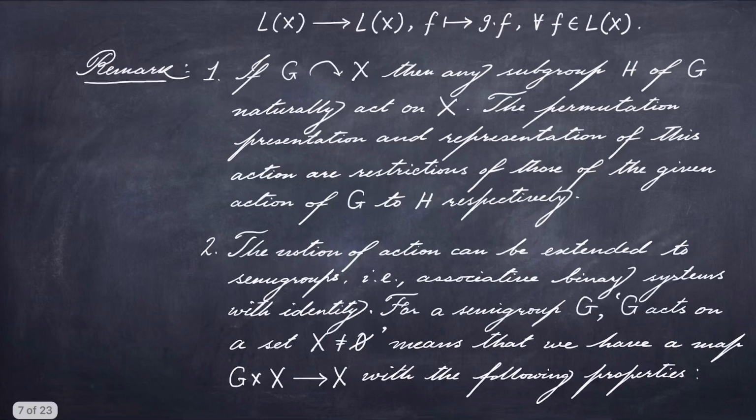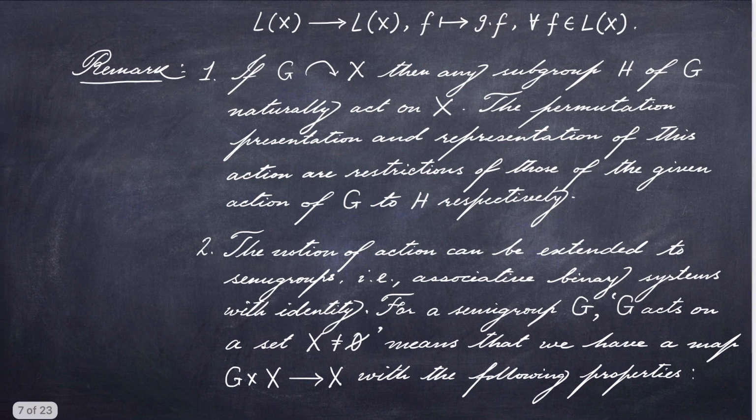So given an action of G on X, if we consider a subgroup H of G, then H has a natural action on X, namely in exactly the same manner in which G acts on X, and the permutation presentation and representation of this action of H are nothing but the restrictions of the permutation presentation and representation of the original action of G respectively. Okay, so this is one thing which is quite easy to see.